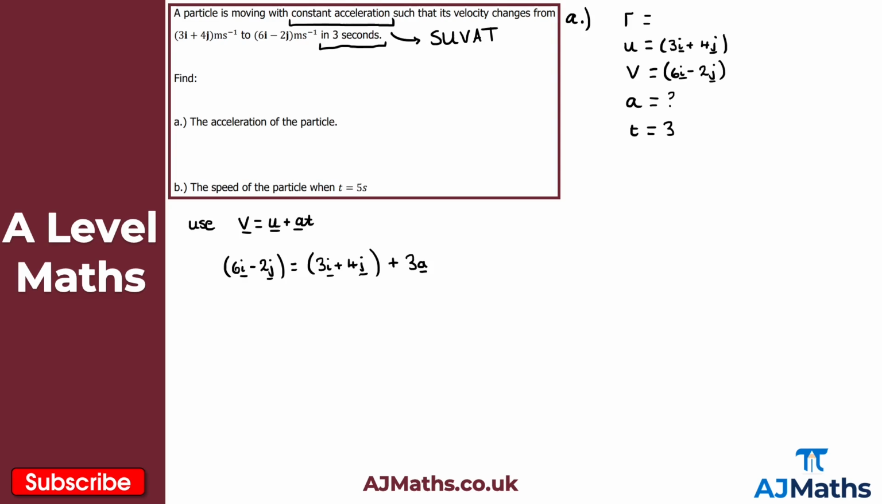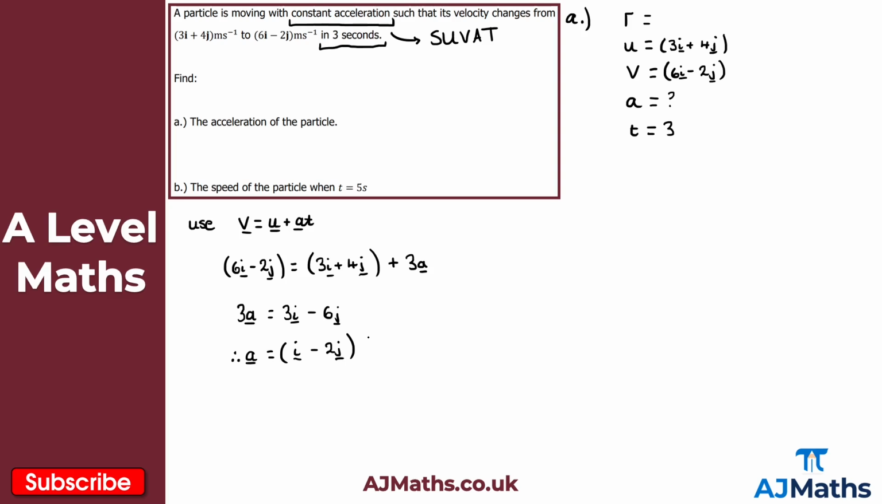Now what I need to do here is collect the i components and the j components on one side. So I'm going to subtract 3i and 4j off both sides. In that case, we get that 3a is equal to 6i minus 3i, so that's 3i, and then minus 2j minus 4j, which gives me minus 6j. Finally, if I want a on its own, I'm going to divide both sides by 3. So 3i divided by 3 gives me i, and minus 6j divided by 3 gives me minus 2j.